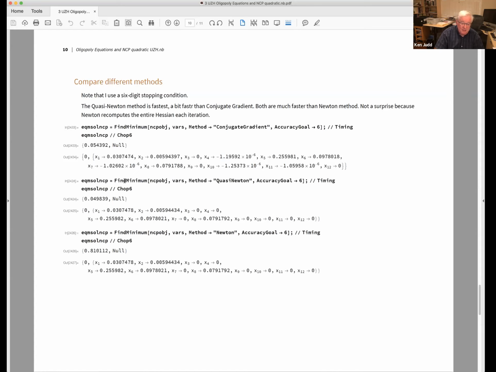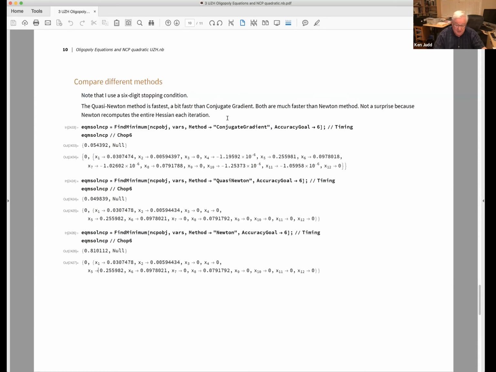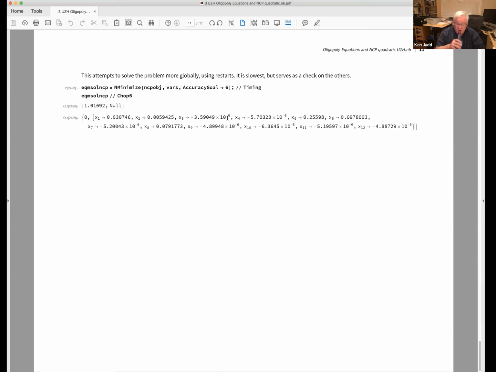And now I just tried some different algorithms here. It turns out that Newton is very slow, which is not surprising. Newton took 0.8 seconds. The conjugate gradient and quasi-Newton methods are much faster because they are not computing the full Hessian. And then for the heck of it, I just sent it off to a global optimizer, which means it was searching for a global minimum, because the problem is that when you look at the sum of squares, it may have some extraneous local minima, and this gets rid of that.